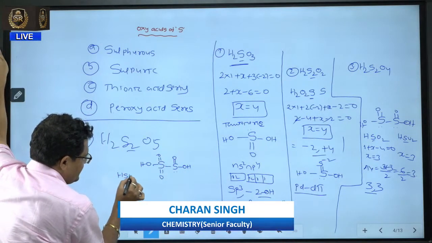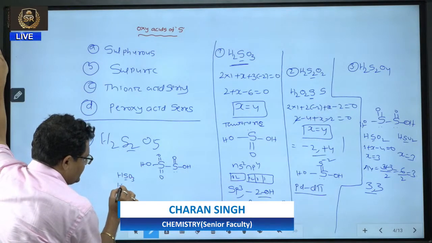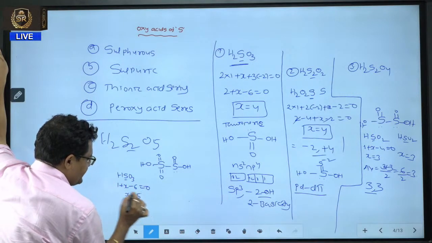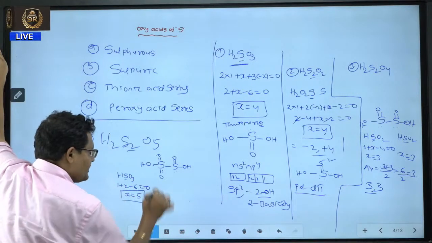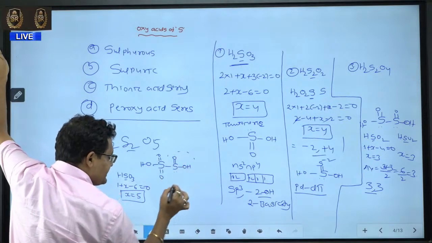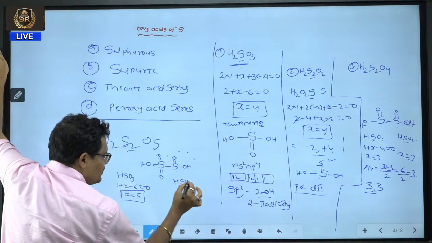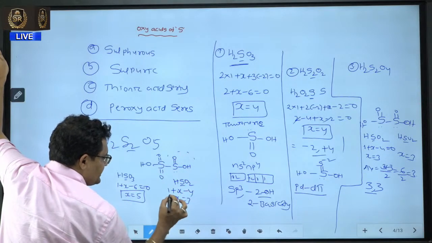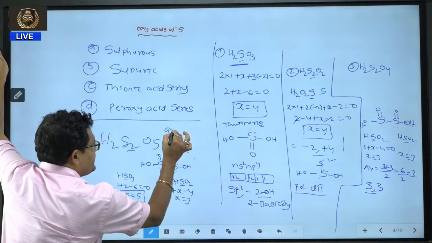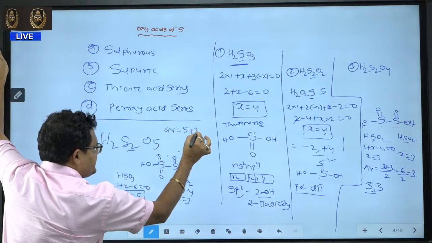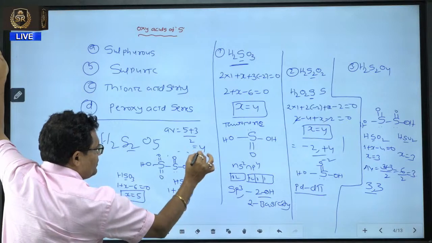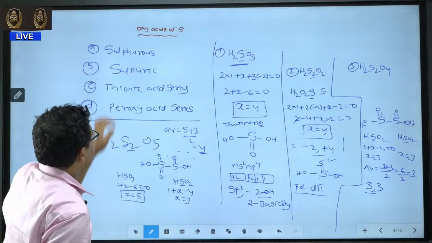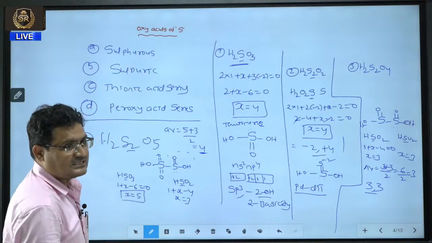Now what is the oxidation states here? HSO3. Now 1 plus X minus 6 equal to 0. X equal to 5. Here oxidation state is 5. Now what is the right hand oxidation state? HSO2. 1 plus X minus 4, X equal to 3. Average oxidation state 5 plus 3 by 2 equal to 4. That 4 is called average oxidation state. So this is sulfurous acid.